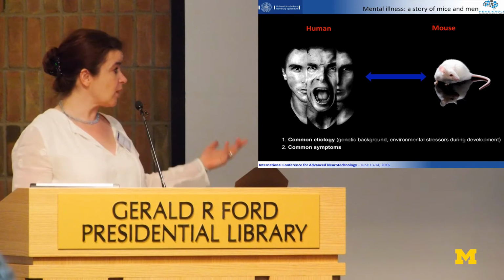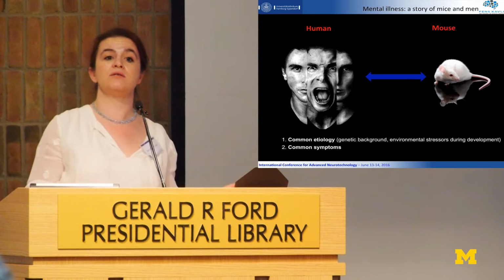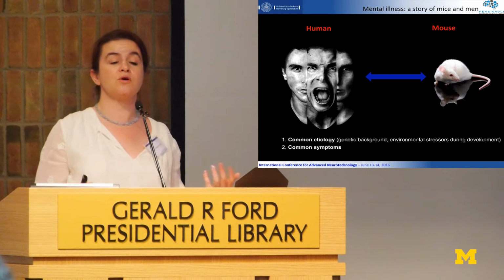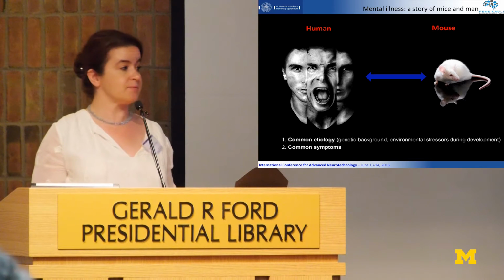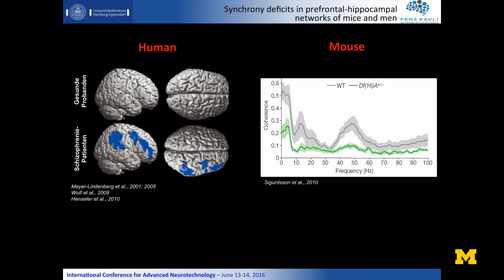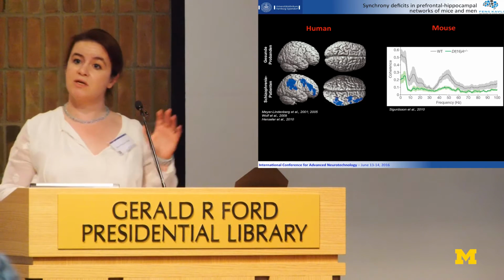One can do this. We can look at common symptoms, of course, not hallucinations, but a cognitive impairment, for example, working memory deficits, can also be observed in a mouse or in a rat. And third, common dysfunction. This is one of the first studies done in this field, also from the group of Joshua Gordon together with Joseph Gogos, that showed that in a mouse model of schizophrenia, there is a similar abnormal coupling between the prefrontal cortex and the hippocampus. And these were adult mice.